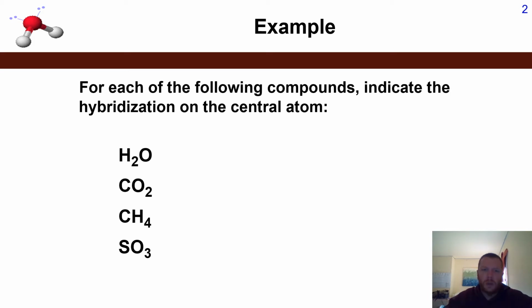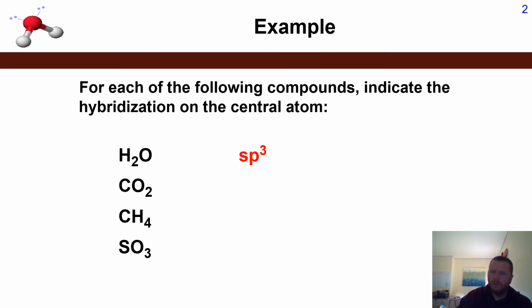Now when we look at these individual molecules, what I want you to be able to do is basically draw that molecule. So draw the Lewis structure of that molecule, then take it the next step and make sure that you know where any lone pairs of electrons are.